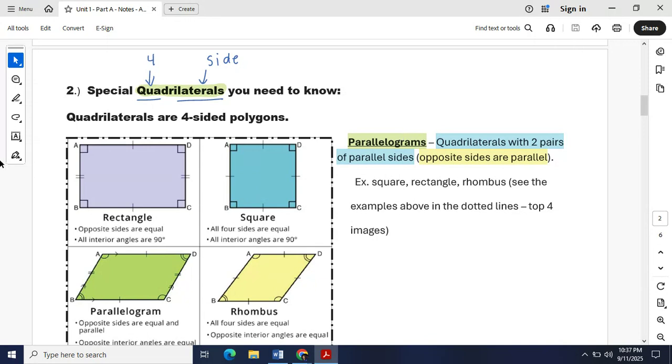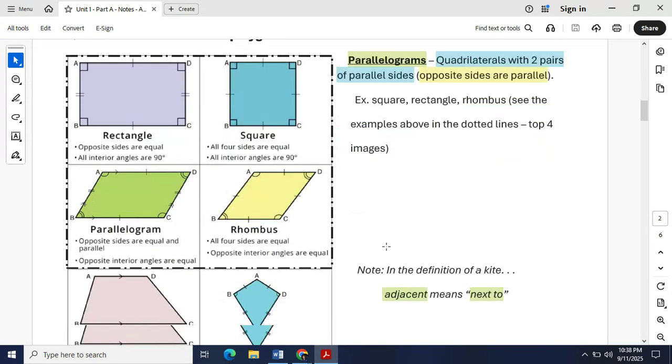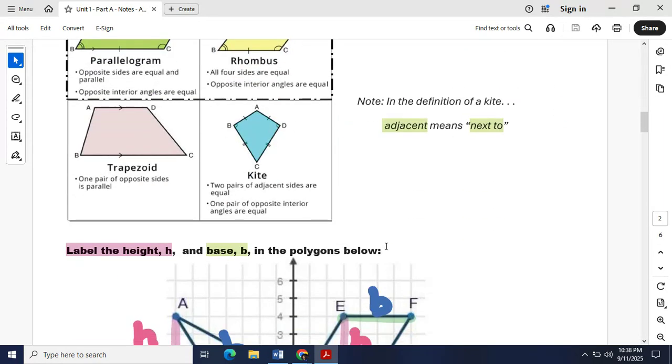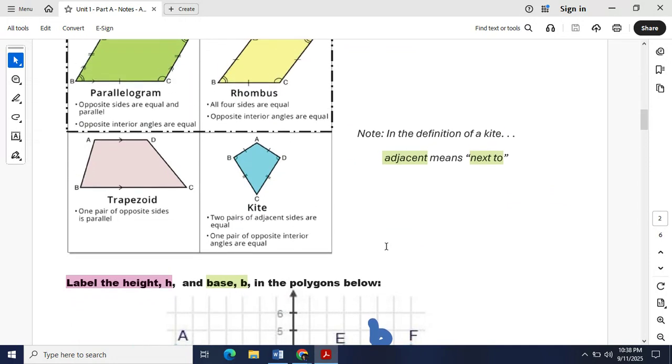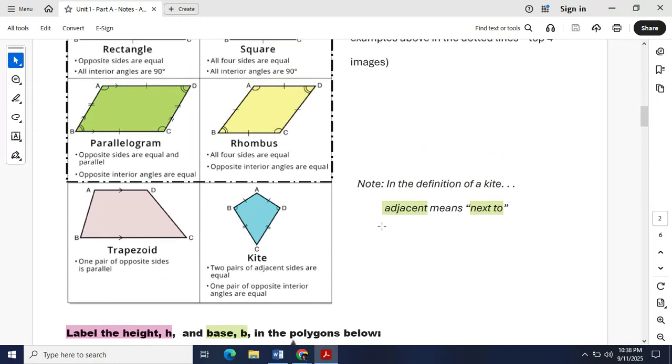So if you look, for example, square, rectangle, rhombus. These are examples of parallelograms. In the definition of a kite, it says 2 pairs of adjacent sides are equal. That means next to. So just so you're familiar with the word adjacent.